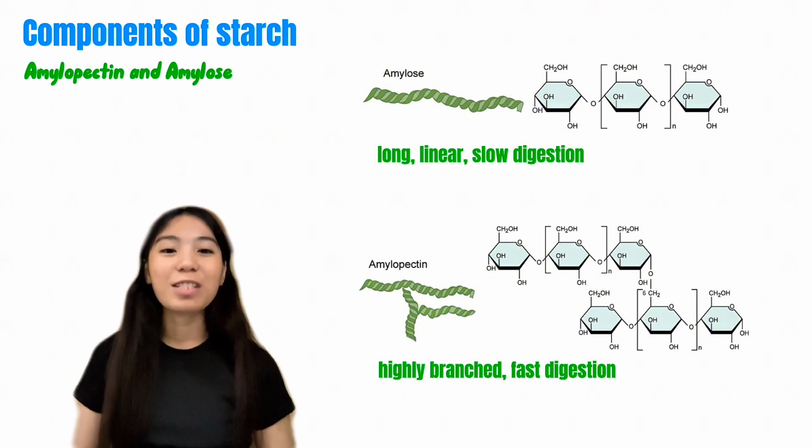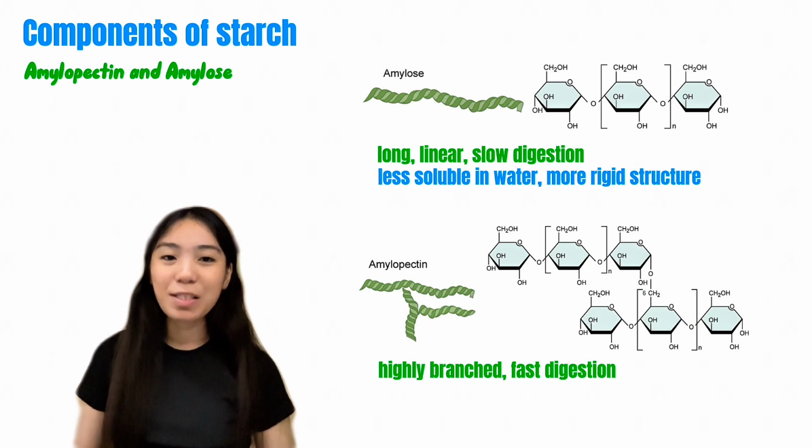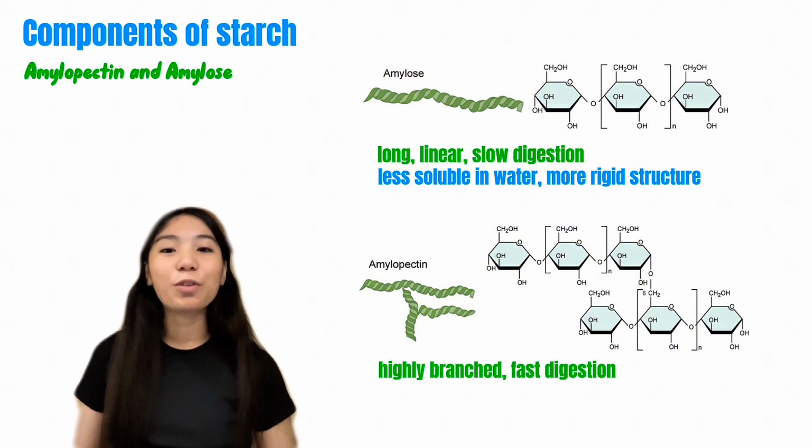Amylose's structure, which is linear and coiled, makes it less soluble in water and gives it a more rigid structure. This is why some starchy foods high in amylose can feel a bit drier or firmer. It contributes to the retrogradation of starch, meaning it can crystallize and become less digestible upon cooling. Think of it as stale bread.